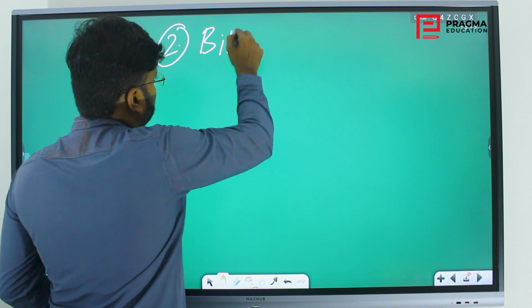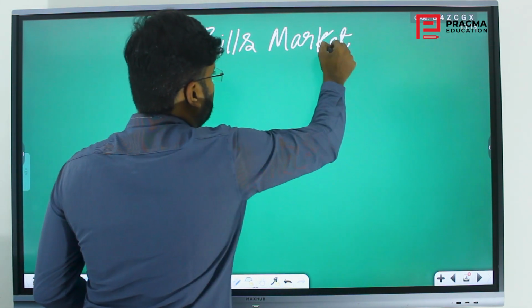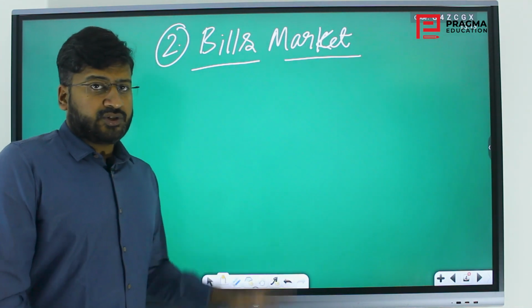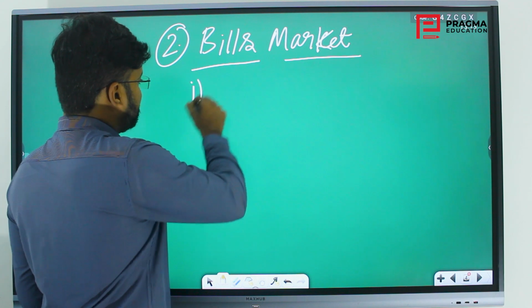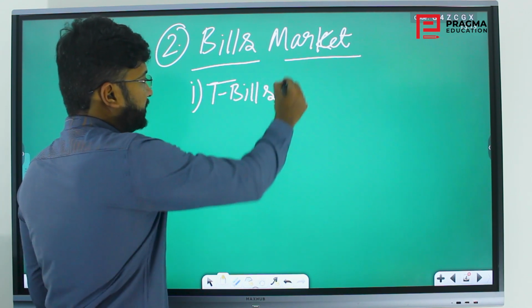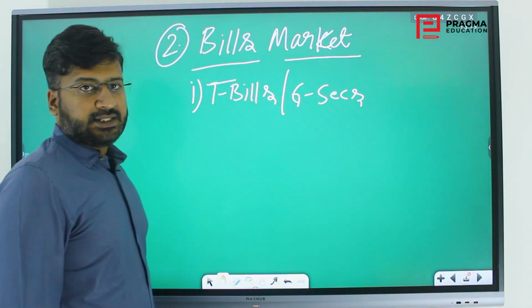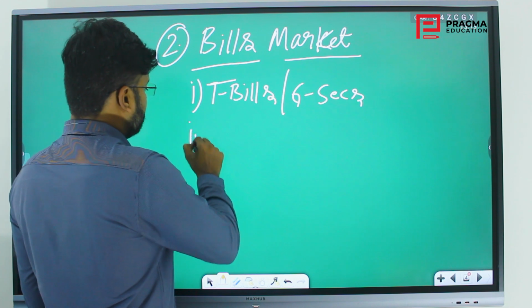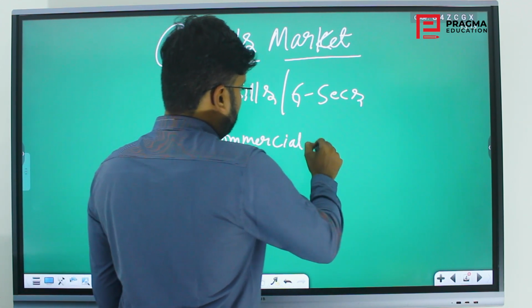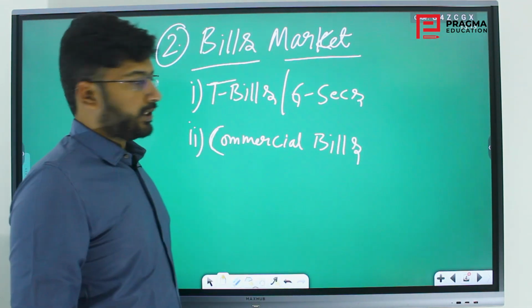Second one is bills market. Bills market is the next market, and there are few instruments within this. The first one is T-bills, that is Treasury Bills or Government Securities, GSEC. And the second one is commercial bills. So these are the instruments under bills market.